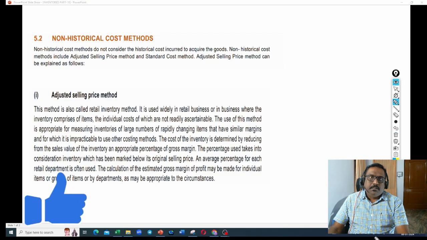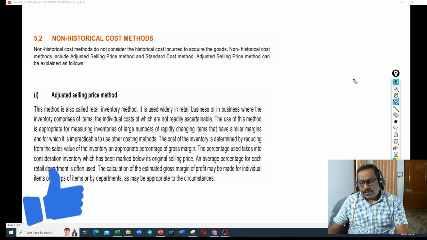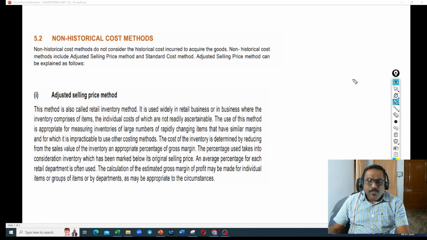Okay guys, we are going to learn non-historical cost methods today. How many non-historical methods are there? There are two non-historical methods. One is the adjusted selling price method. The other one is the standard cost method. These are the two methods we can learn as a part of non-historical cost methods today.